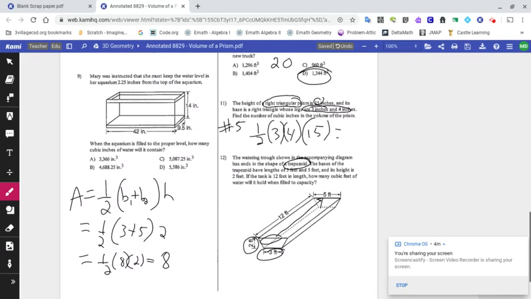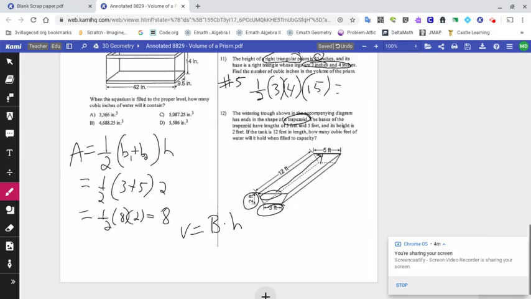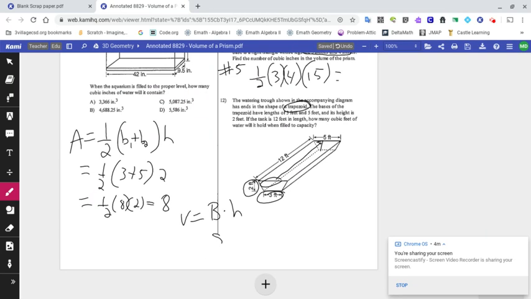So the volume of the entire prism is going to be the area of that base times its height. The area of the base is 8, we just calculated that, times the height, which is here, 12. That gives you 96 cubic feet. And that's it for that homework.